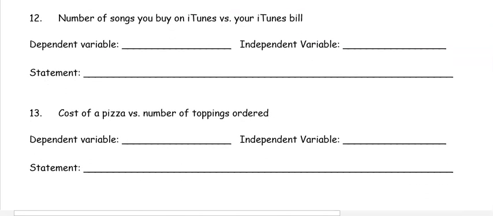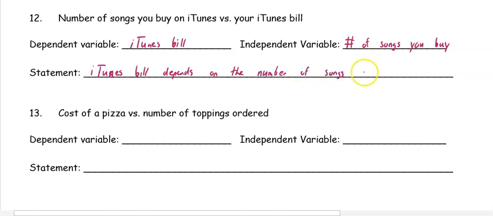Number 12, the number of songs you buy on iTunes versus your iTunes bill. Because we can also think about cause and effect, the first thing that happens is you're going to buy the songs on iTunes. So the number of songs you buy is going to be our independent variable. Then based on that, our iTunes bill is going to be generated, so that's going to be the dependent variable. So we would have: the iTunes bill depends on the number of songs you buy.